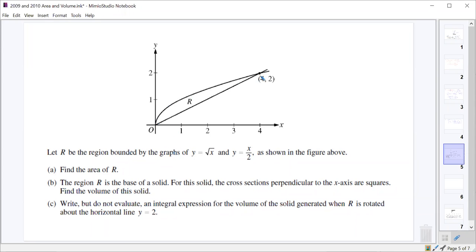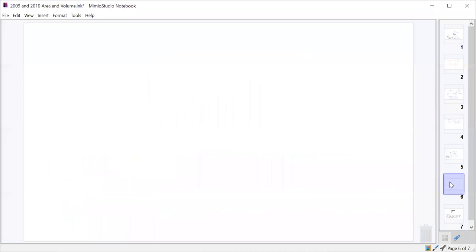All right, so first one is finding the area of the region. Again, this one is just an upper minus a lower. So our upper is root x and our lower is x over 2. So for part A, it should just be an integral of root x minus x over 2 dx, and our limits of integration go from 0 to 4. And so that was 1 point.